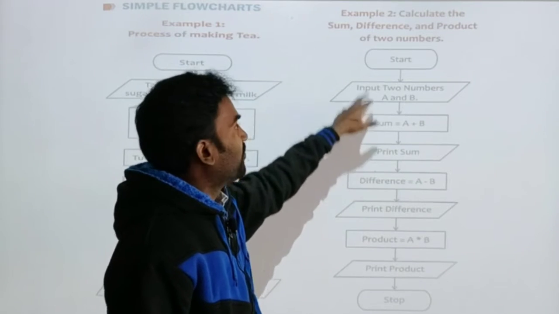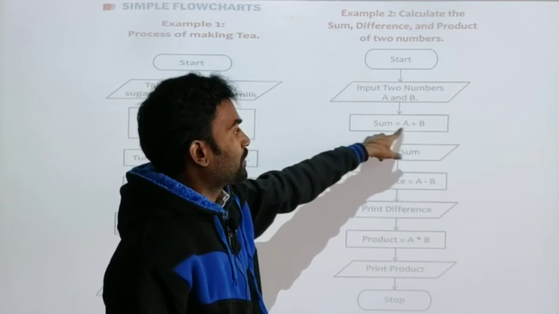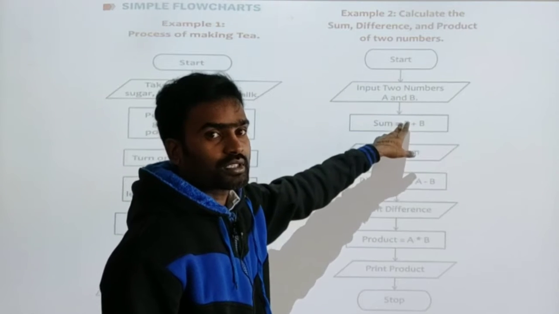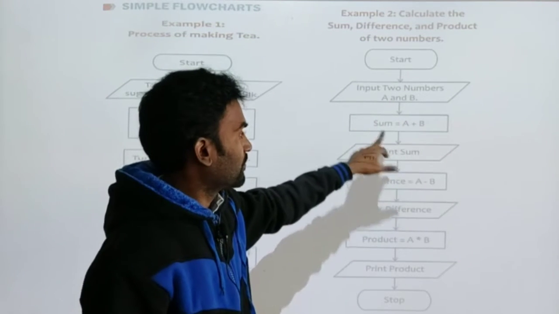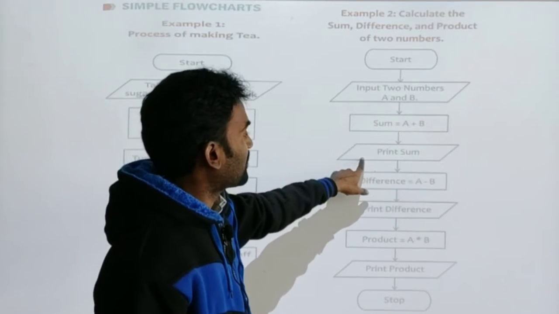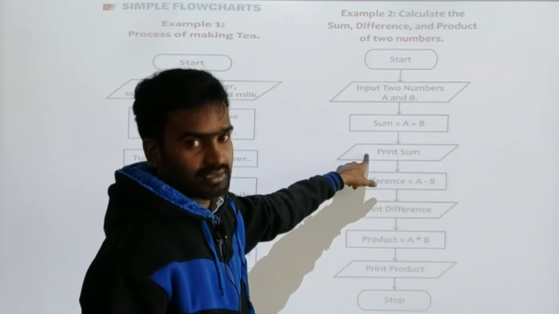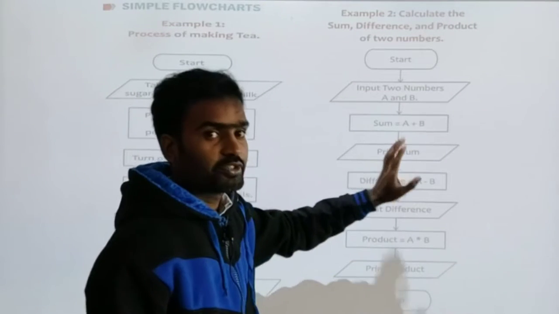And the process. First one is sum. Sum is equal to A plus B. We got two numbers, process and find the sum. We processed, and what are they supposed to do? They have to show the result. So print sum. We show the result.